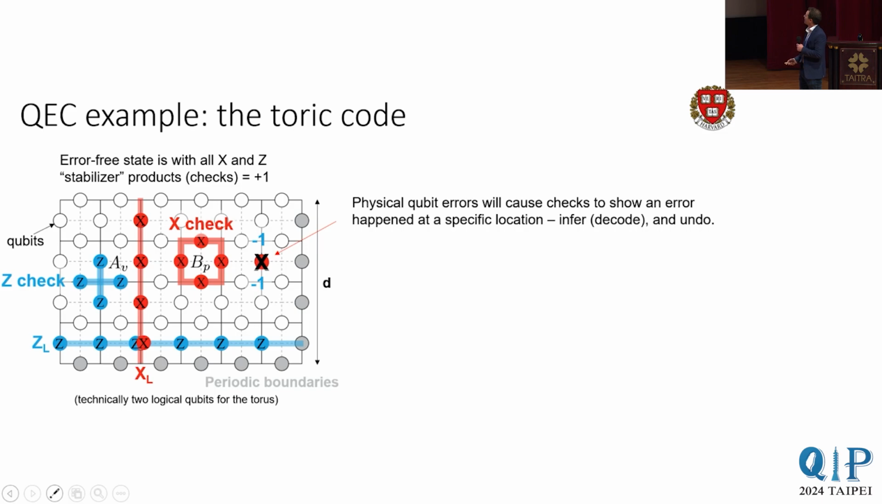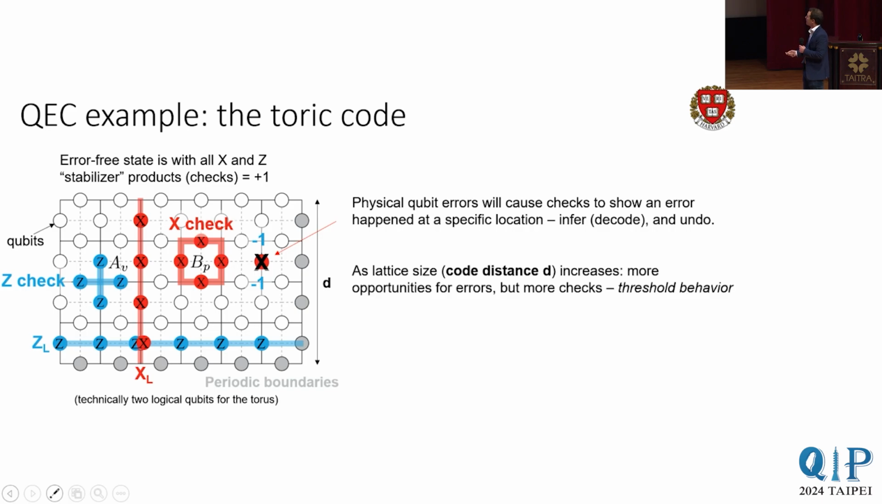And what happens now is that a physical qubit error, for example, on this qubit here, will cause these local checks, like for example these Z checks here, to show that an error happened at a specific location. We can now infer that this error happened, which we call decoding, this inference process, and then undo this error. And as our lattice size, or our code distance, d, increases, we do get more opportunities for errors, but we also get more checks.